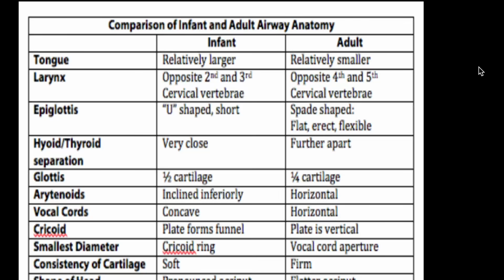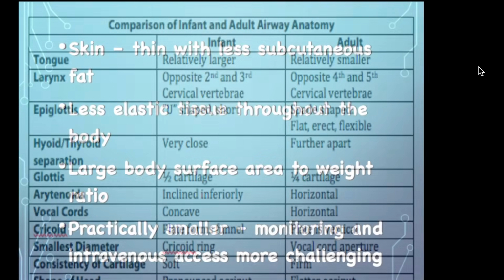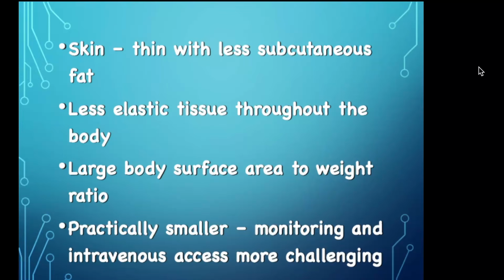Their glottis is more cartilaginous, so it is harder to move around. Their arytenoids are inclined inferiorly. Their vocal cords are differently shaped. Their smallest diameter is at the cricoid, and the shape of the head is the pronounced occiput. So all of this put together tells you that you need to be considerate, especially when we talk anatomical differences.